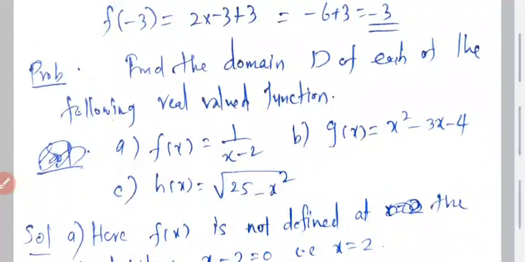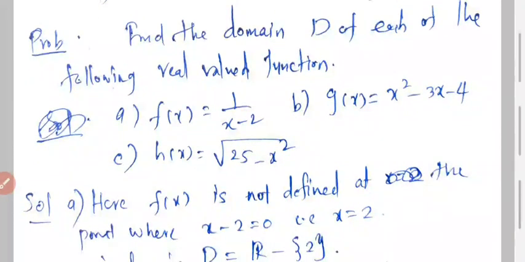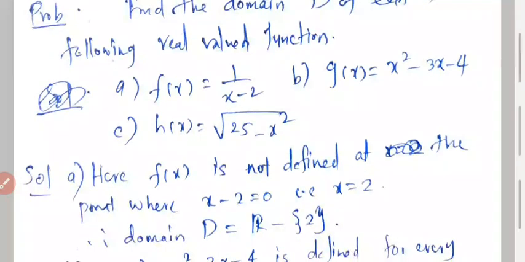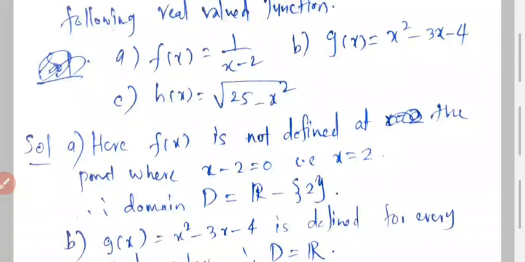Next is another problem which asks you to find the domain of each of the following real valued functions. f of x equal to 1 by x minus 2, g of x equal to x square minus 3x minus 4, h of x equal to square root of 24 minus x square. To find the domain, you should see whether our function is defined for all values of a real number. If it is defined for all real numbers, then the domain is R itself. Otherwise, you have to check where it is not defined.